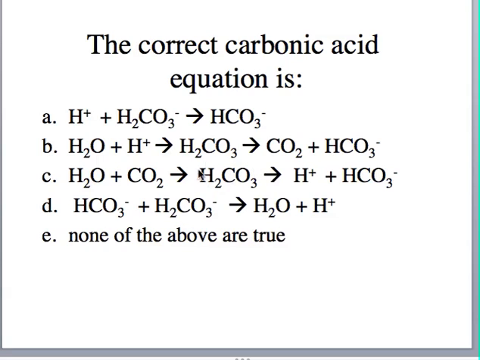And then carbonic acid will just turn right around and break down into the hydrogen ion and the bicarbonate ion right here, HCO3 minus. So we have two ions formed from carbonic acid. We have the positive ion, cation, hydrogen ion, and then we've got the negative ion, also called the anion, the bicarbonate ion.